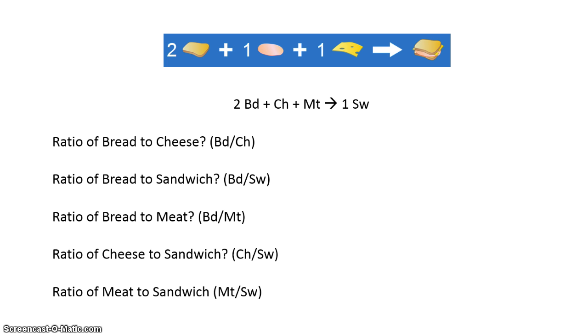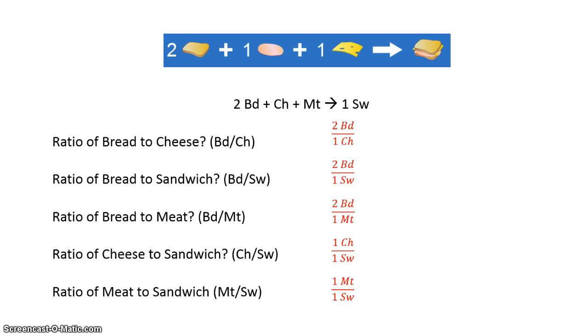Alright, so we are going to have 2 pieces of bread plus 1 piece of cheese, 1 piece of meat, and we're going to get 1 sandwich. What is the ratio of bread to cheese? Ratio of bread to sandwich. How much bread for every meat? How much cheese for every sandwich? How much meat for every sandwich? Practice writing these fractions. Pause and then check your answer.